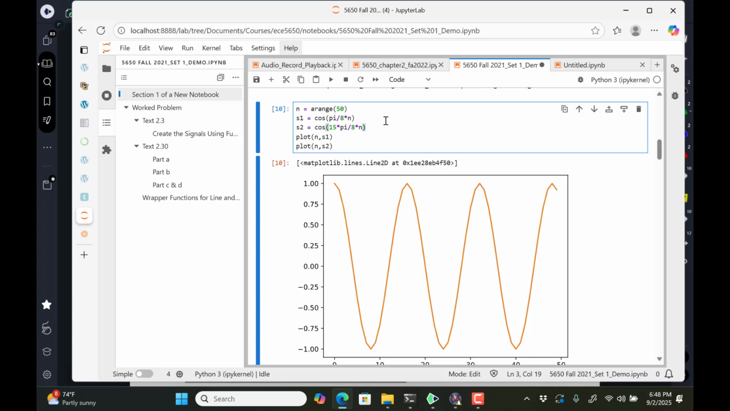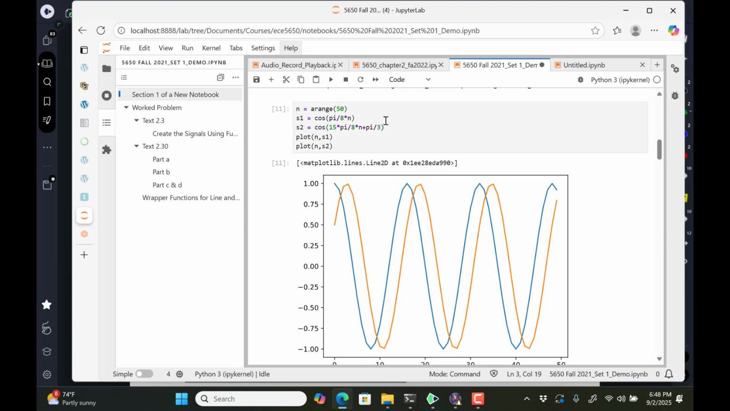If I was to put a phase shift in here, say pi over 3, we're going to shift the phase of one of them. We can see that, yes, they do have the same period. The phase shift just shifted one with respect to the other. It's either a phase shift or a time delay because they're equivalent for a single sinusoid.